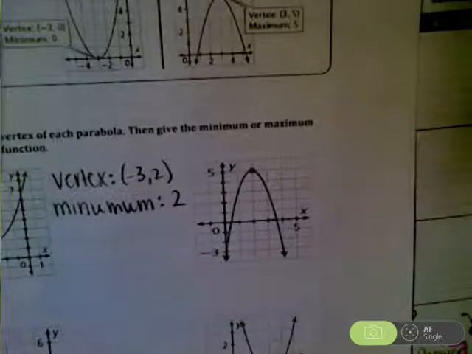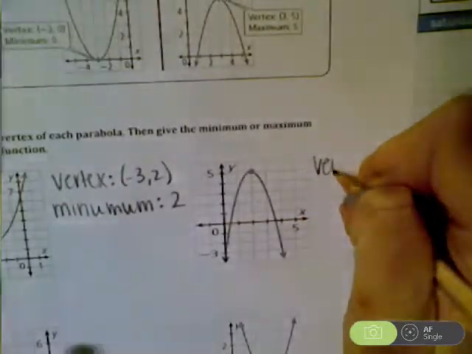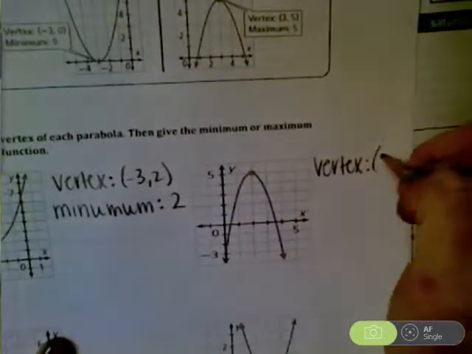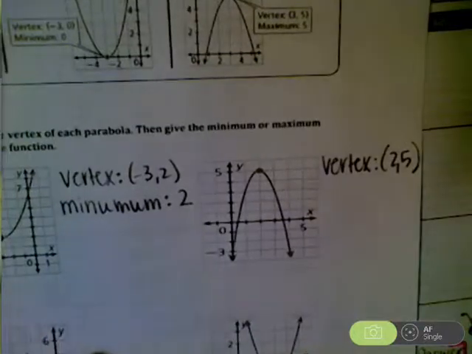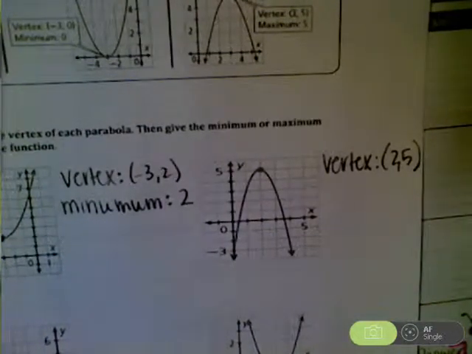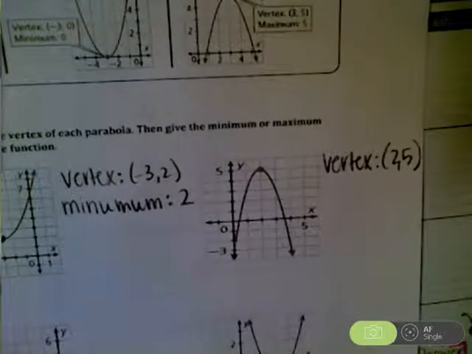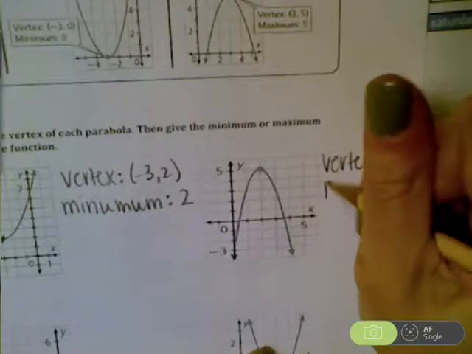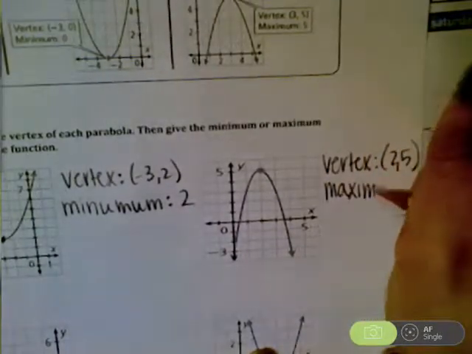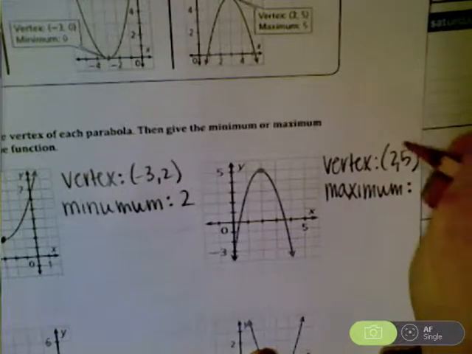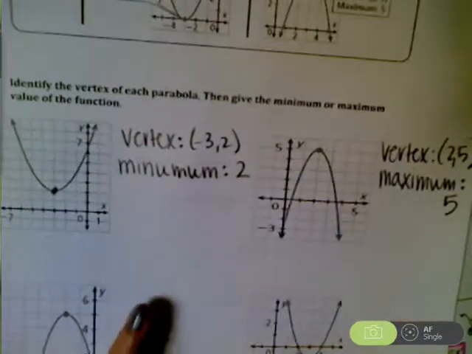In the top right-hand example, what is the vertex? What's the ordered pair of the vertex? Good, 2, 5. Ask yourself, is the vertex at the top of this graph or the bottom of this graph? Top. So does it represent the minimum or maximum? Maximum. So the maximum in this case is 5.